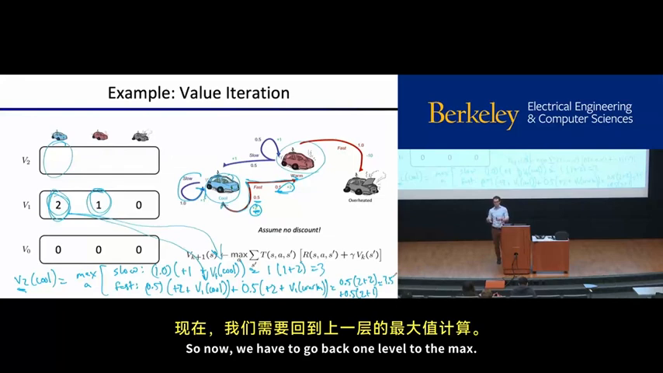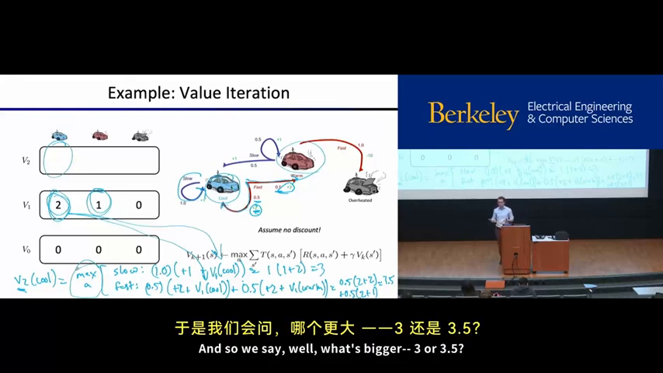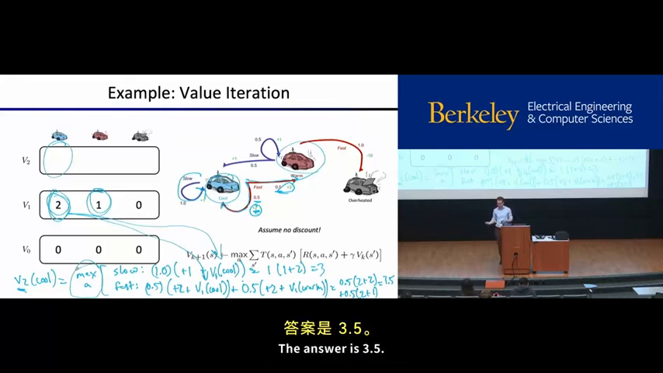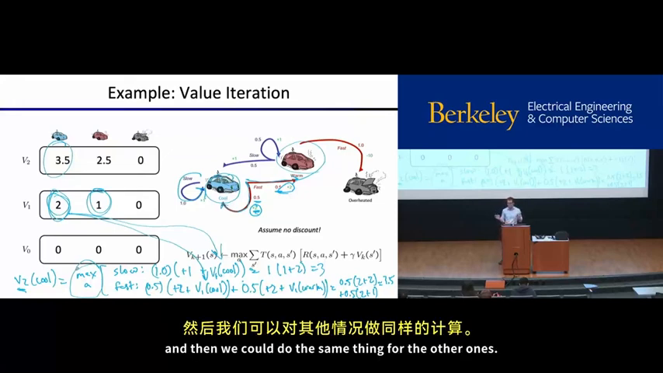So now we have to go back one level to the max. This is like our max node. And so we say, well, what's bigger, 3 or 3.5? The answer is 3.5. So if I did the math right, there will be a 3.5. And then we could do the same thing for the other ones.